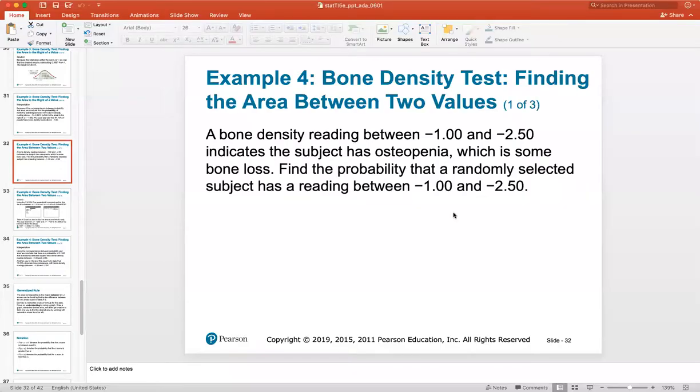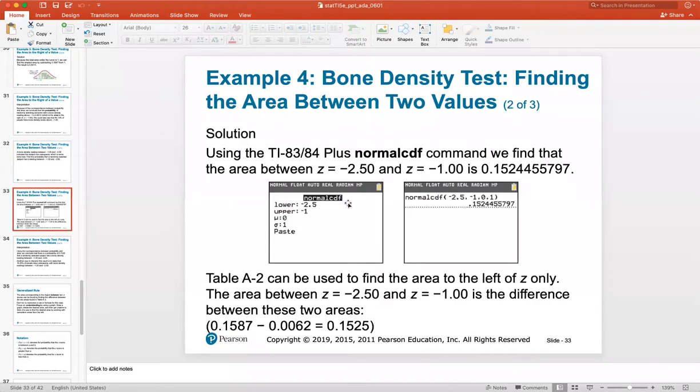See example 4. We still deal with the bone density test. Find the area between two values. A bone density reading between -1 and -2.5 indicates the subject has osteopenia, which is some bone loss. Find the probability that a randomly selected subject has a reading between -2.5 and -1. All right, so let's find the probability. The next slide shows you how to figure out the probability using the calculator. You just follow this, but I'll show you.